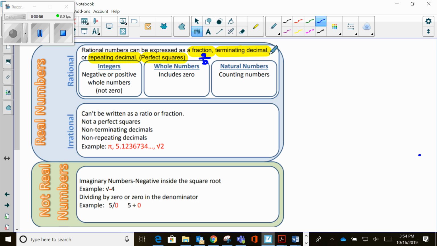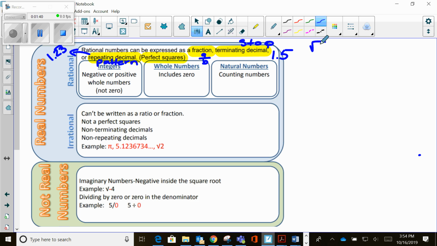When I'm looking at terminating decimals, I'm looking at a decimal that ends, it stops. So a terminating decimal is a decimal that stops. For instance, 1.5 would be a terminating decimal. A repeating decimal is also rational. A repeating decimal has a pattern. So an example of a repeating decimal would be 1.23 repeating. So it would be 2, 3, 2, 3, 2, 3, because you can write a repeating decimal as a fraction. And then our perfect squares are numbers that multiply by itself.